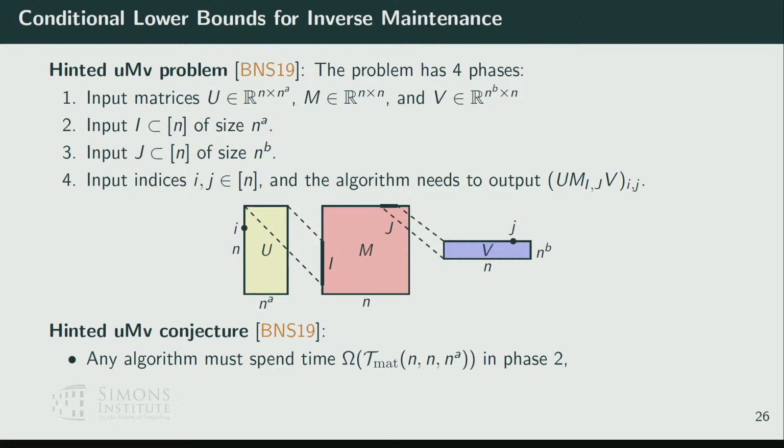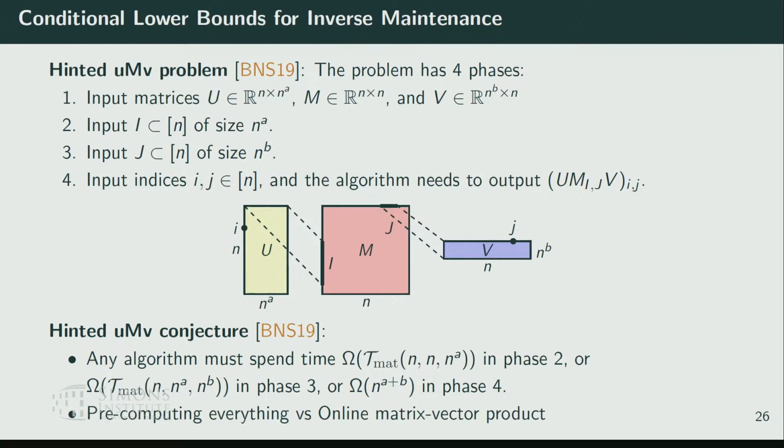The first thing is you do some precomputation in phase 2. You just multiply this matrix U and the submatrix of M in phase 2. Or if you don't do that, then in phase 3, you need to do some precomputation that multiplies U and the submatrix of M and V together. So whenever you do this precomputation, later you can read up the solution easily. So if you don't do any precomputation, then in the fourth step, you just have to compute this vector matrix multiplication naively, which would take n to the A plus A B time.